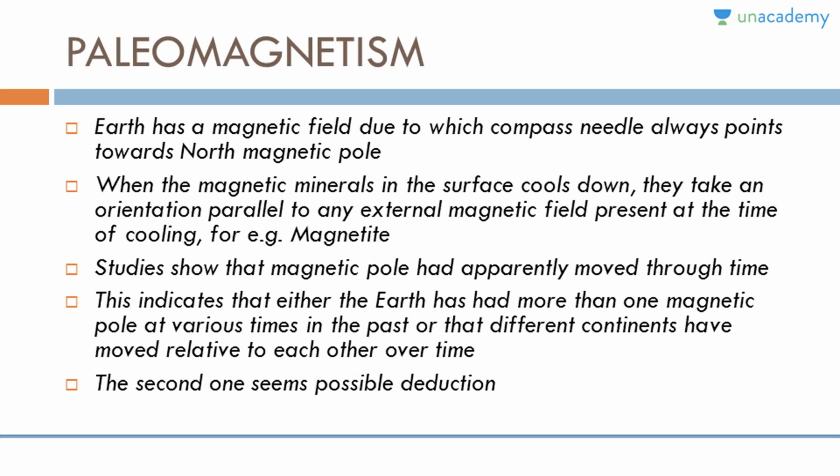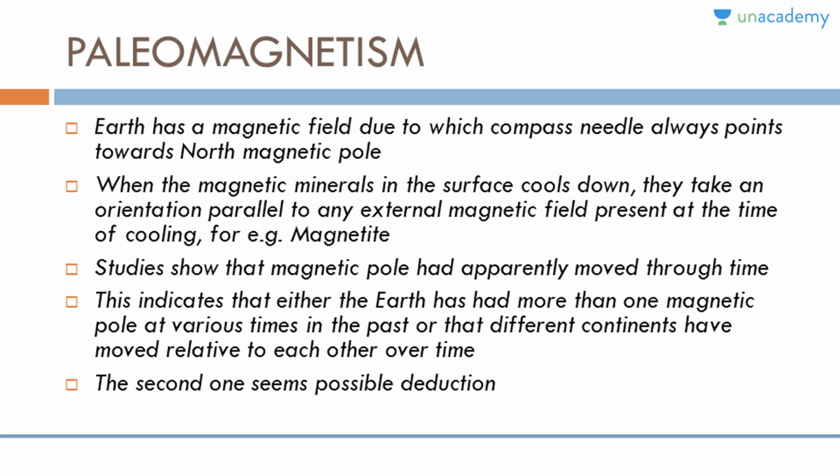Paleomagnetism is the study of the record of Earth's magnetic field on the Earth's crust. It is known to us that Earth has a magnetic field due to which a compass needle always points towards the north magnetic pole. We have studied the phenomenon of seafloor spreading in the last lesson. When the molten materials from volcanic activity come out to the surface of the Earth, the magnetic minerals in the surface cool down, and they take an orientation parallel to any external magnetic field present at the time of their cooling. For example, magnetite is one such magnetic mineral which is present in the rocks.